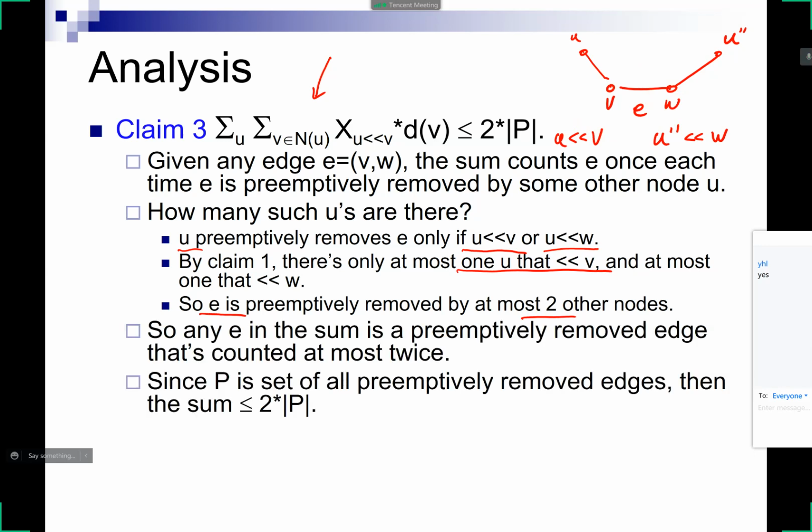Okay, and so that means that if you look at the sum, then any edge which is preemptively removed is going to get counted at most twice in the sum. One from the v direction and one from the w direction. Because P here is the set of all preemptively removed edges, if you look at the sum, it's only going to count each preemptively removed edge twice at most. And so therefore, this entire sum is going to be no more than 2 times P. Okay, so any questions about this?